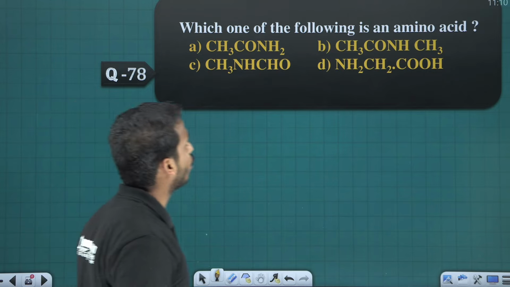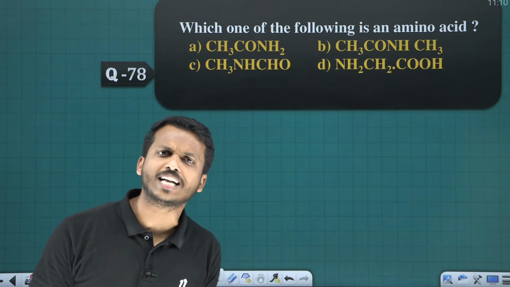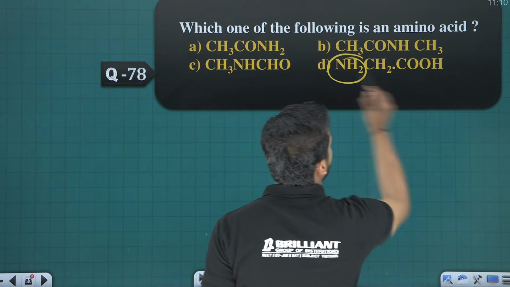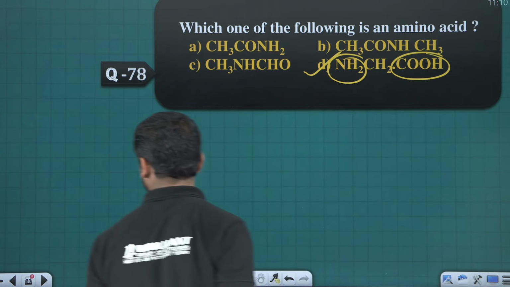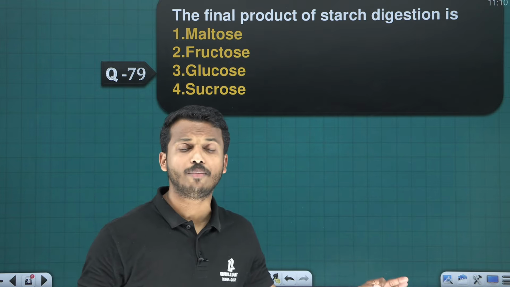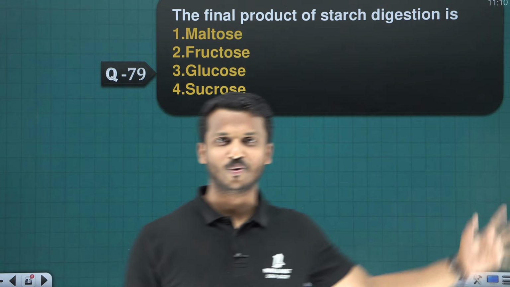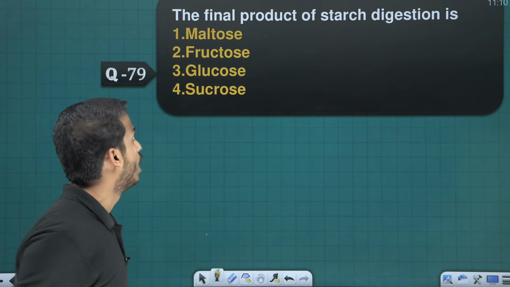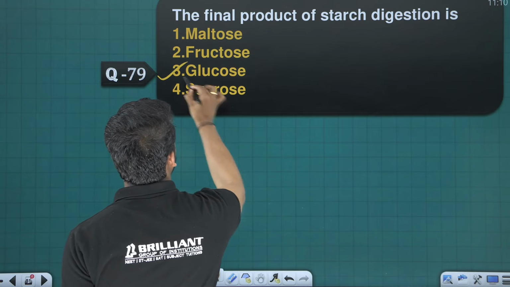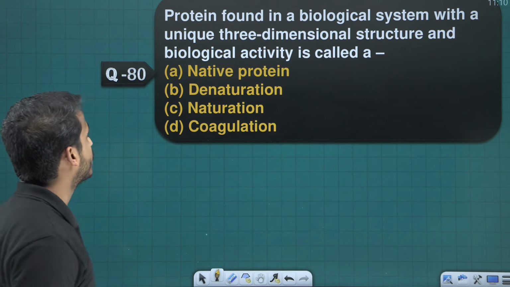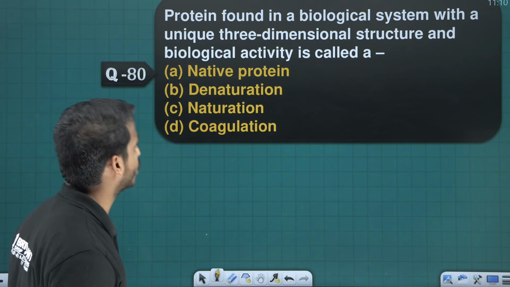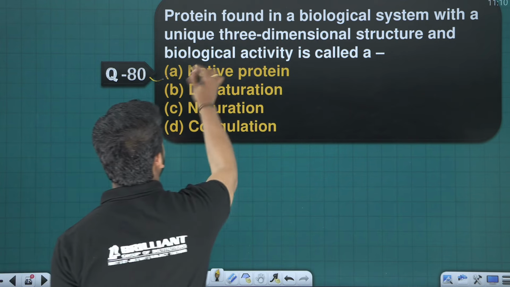78. Which one of the following is an amino acid? Amino acid means it contains an amine group and an acid. Where is it? Amine is there, acid is there. Yes, this is D. The final product of starch. Starch is fully made up of what? Alpha D glucose. So starch when digested, what do you get? Alpha D glucose, right? Alpha D glucose.